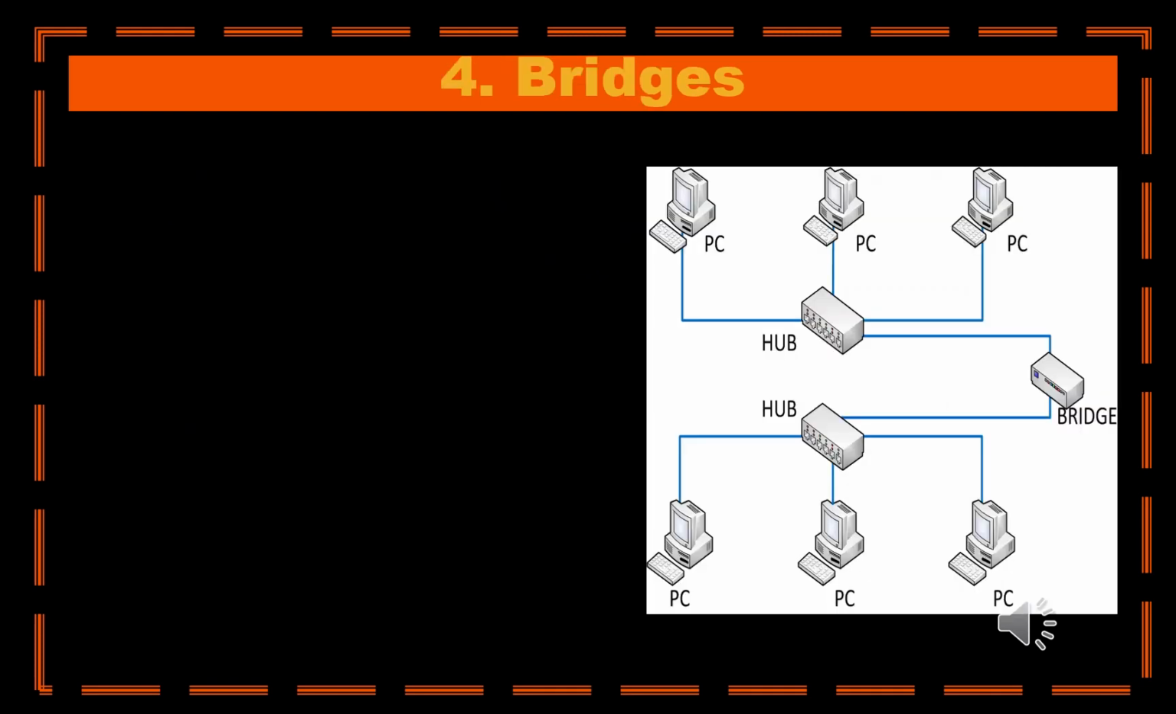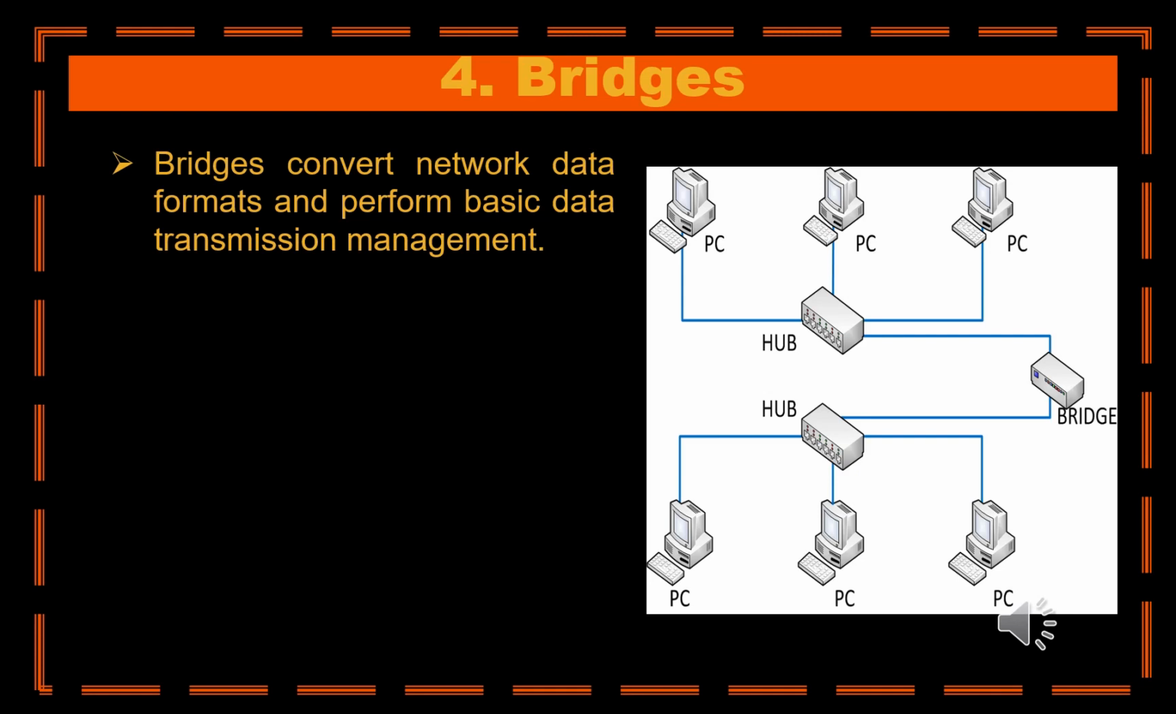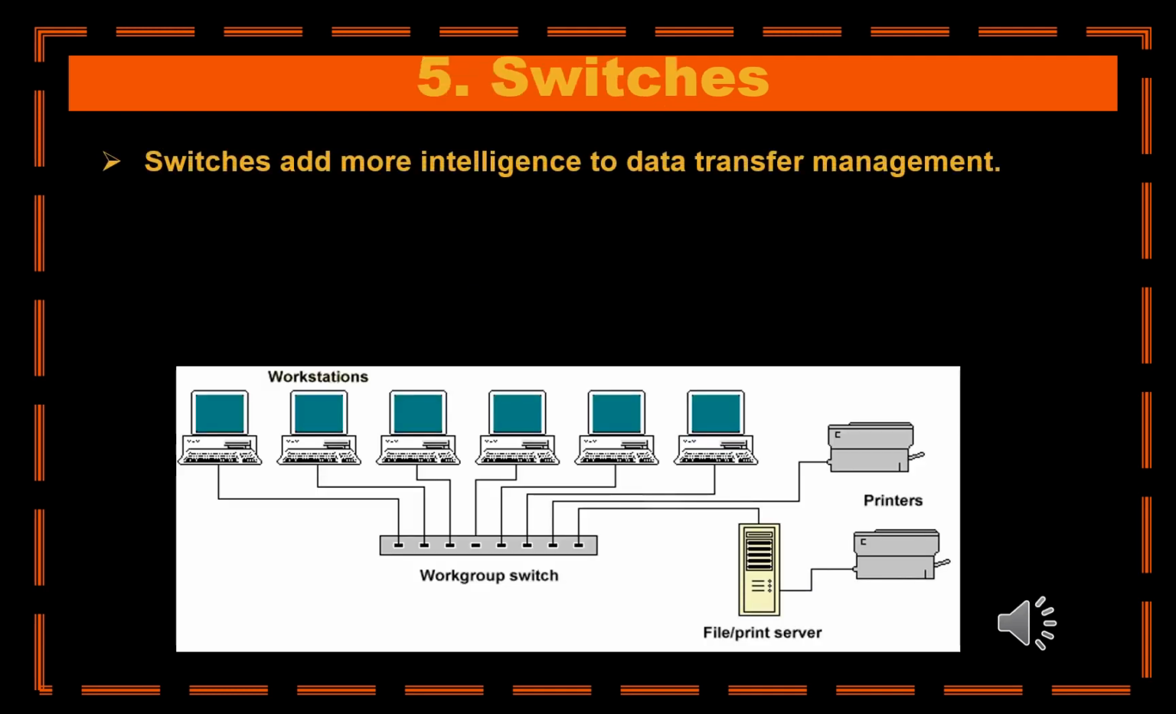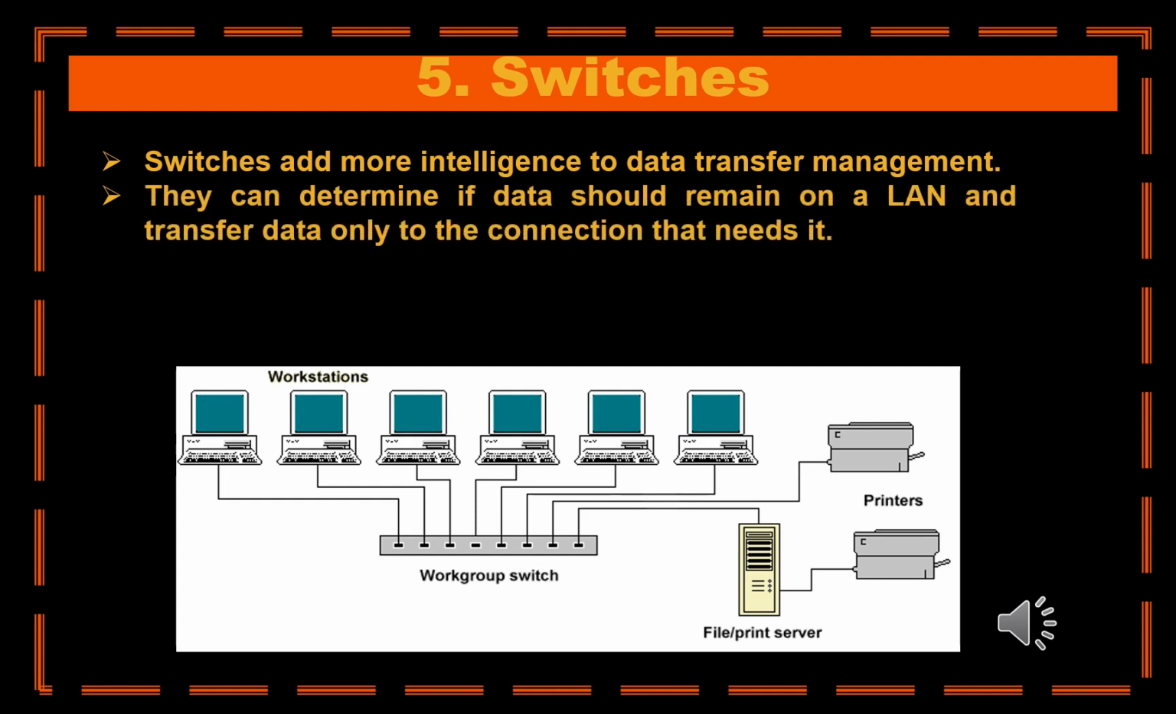Here we also use a bridge. What is the main use of a bridge? A bridge converts network data format and performs basic data transmission management. The next one is the switch. A switch is a hardware device that connects multiple devices on a computer network. It contains more advanced features than a hub.